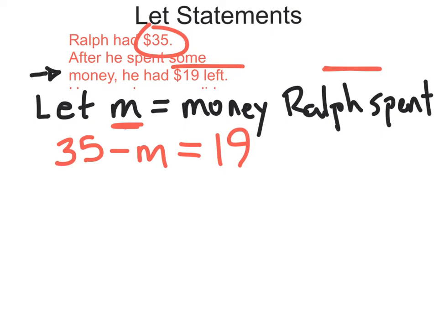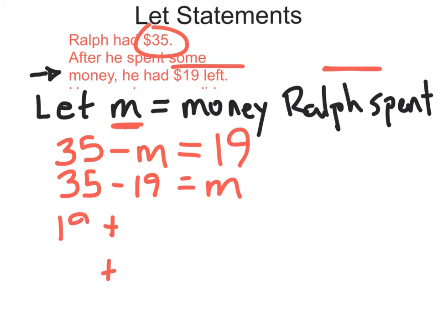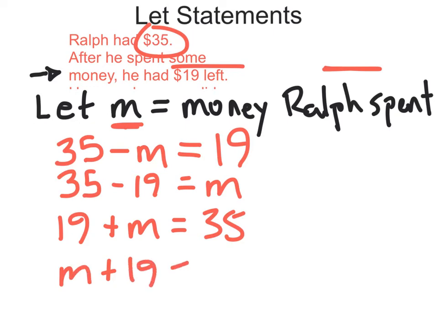Now think of fact families. How else could I write this? Well, I could write this as 35 minus 19 equals M. And with subtraction, we know we can write two addition fact families. 19 plus M equals 35. And M plus 19 equals 35. Alright. So I have my let statement, and I have my four equations.